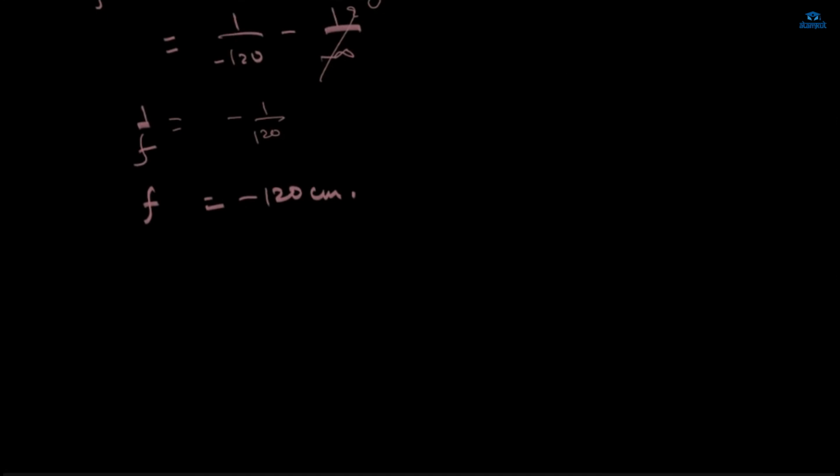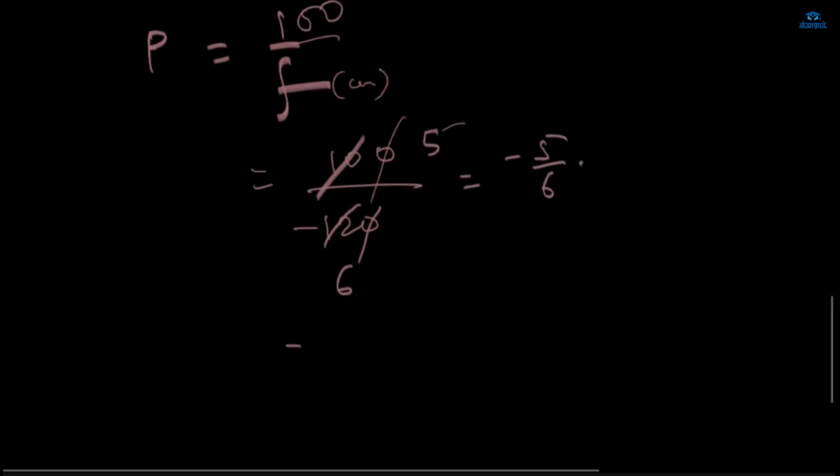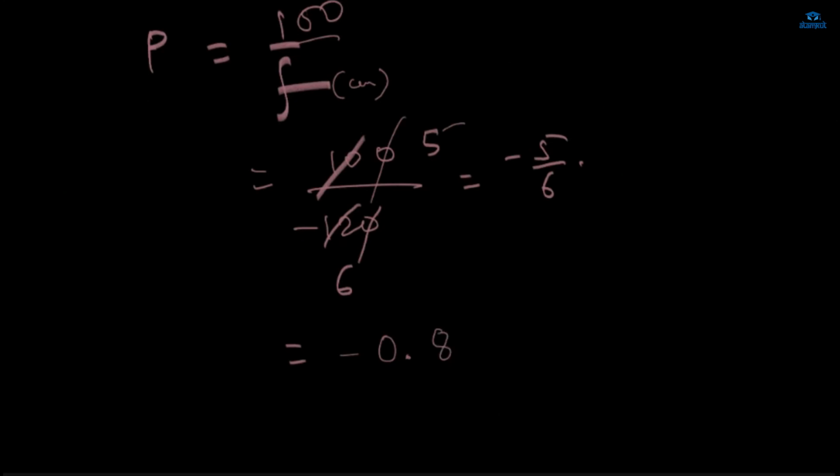We have calculated f. The power is 1 by f, so it will be 100 by f, because f is in centimeter. So 100 by minus 120. Don't forget the negative sign. Don't forget signs. Okay, cancelling the zero, and then dividing by 5, it will be minus 5 by 6. It will be more appropriate to convert it into decimal. So how much will it be? Minus 0.8, 6 8s are 48, and then 2 left. 6 2s are 12, 6 3s are 18. About 0.83 diopter. So it will be minus 0.83 diopter.